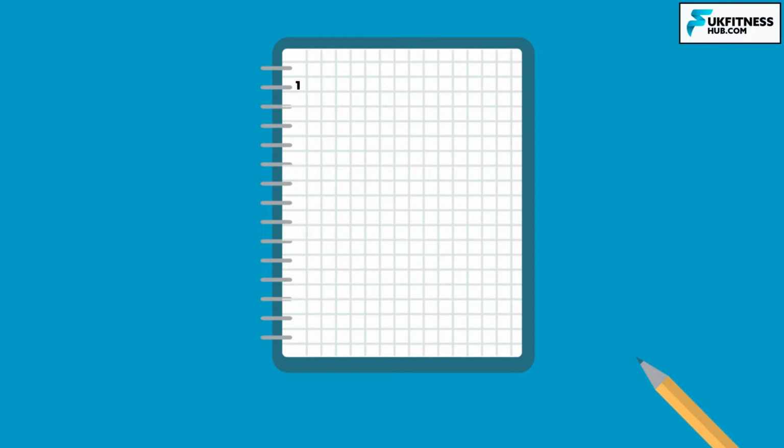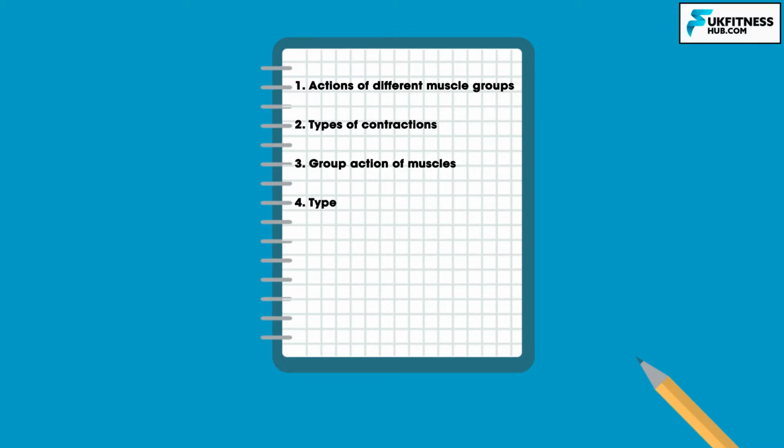We're going to be following on from episode 5 by learning about 7 new topics. These include the actions of different muscle groups, the different types of contractions that muscles produce, the group action of muscles, type 1 and type 2 muscle fibers, skeletal muscle structure, actin and myosin, and finally troponin and tropomyosin.